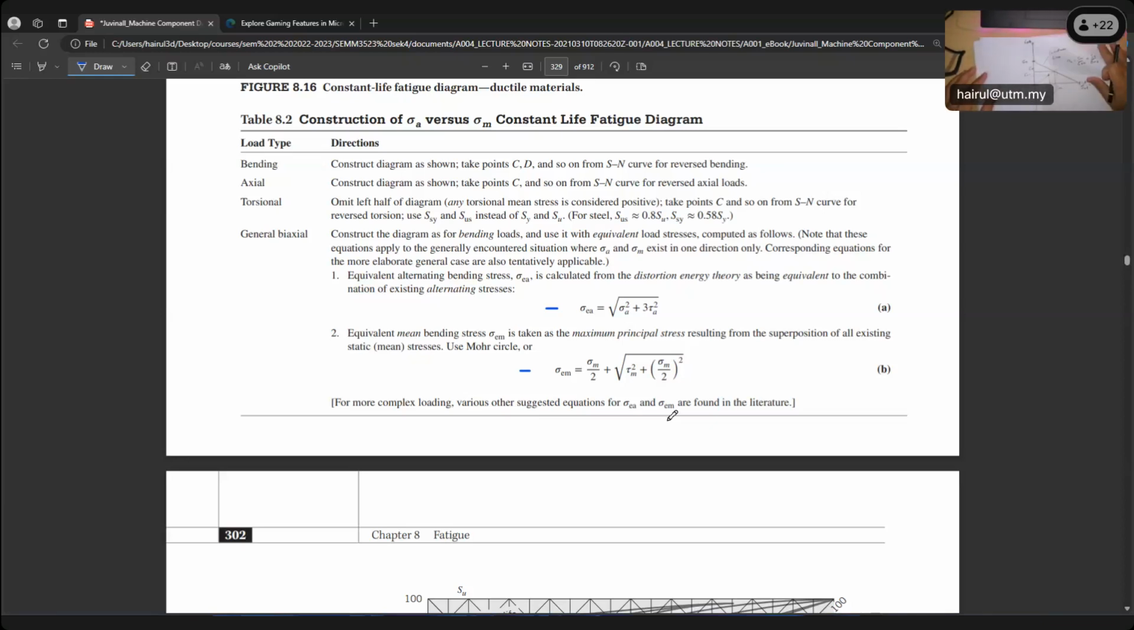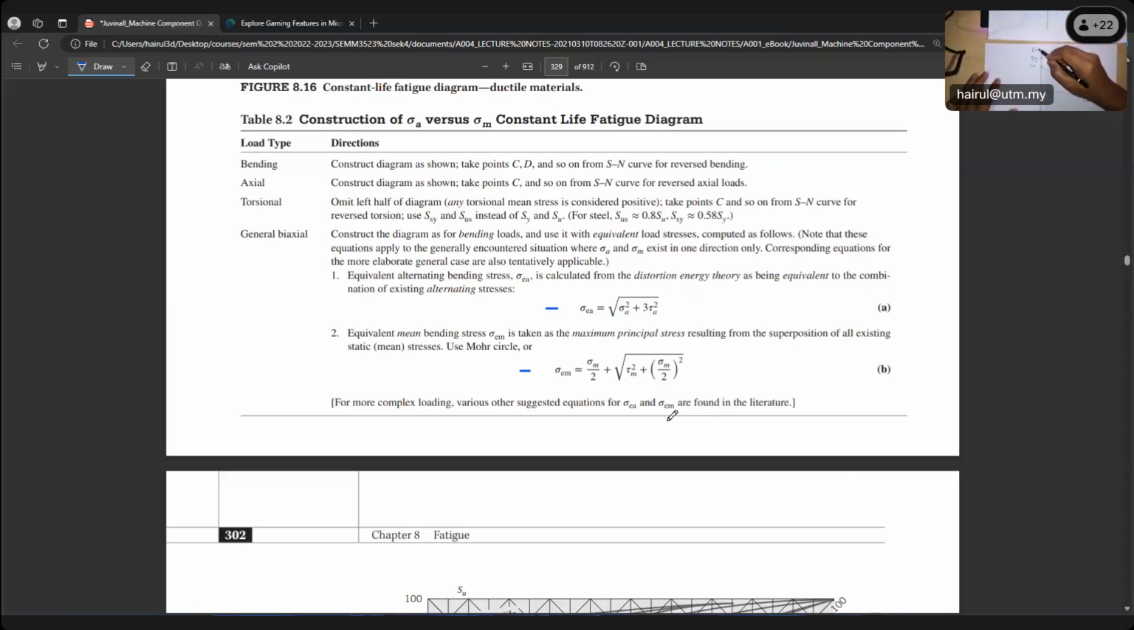But another case, let me draw this again. We have sigma ea, sigma em, the sigma ea graph. So our Goodman line is Sn here. Here is Sut. This is our Goodman line, but Sn is lower than Sy. Sy is much greater, because remember Sy, when you do analysis of static loading, it means your stress is not fluctuating. You don't have high cycle, low cycle. It means static loading. So Sy is greater.